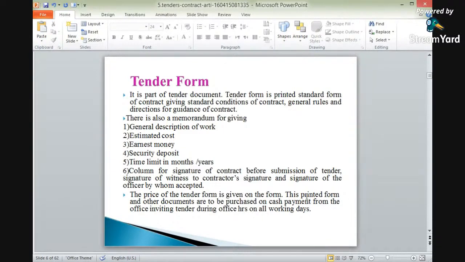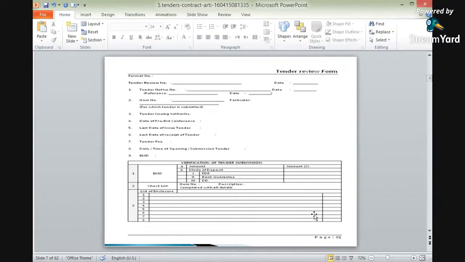The price of the tender form is given on the form. This printed form and other documents are to be purchased on a cash payment from the government departments, from the office inviting tender, during office hours on all working days. So this is in short.